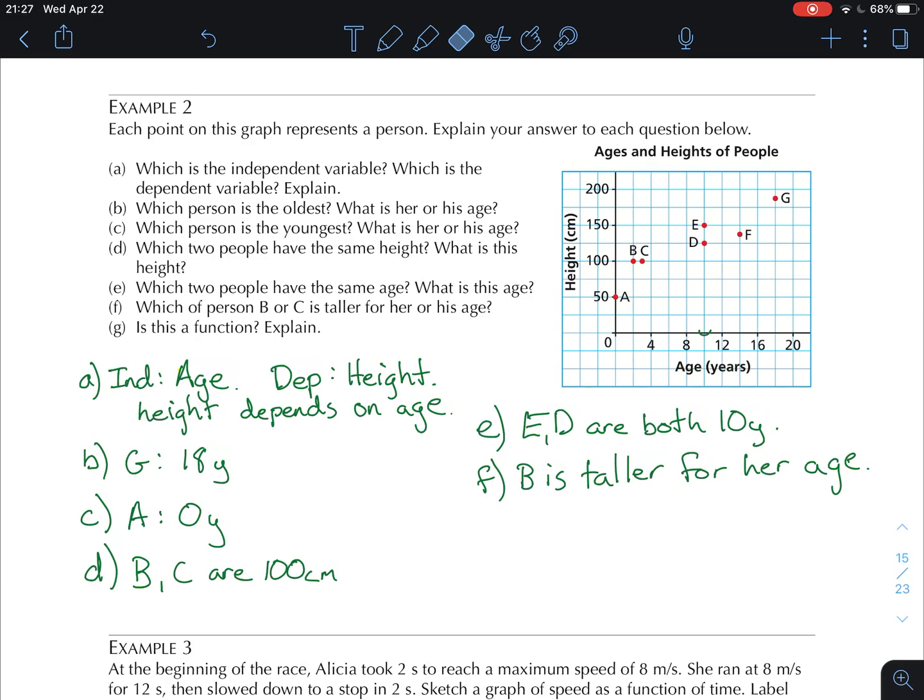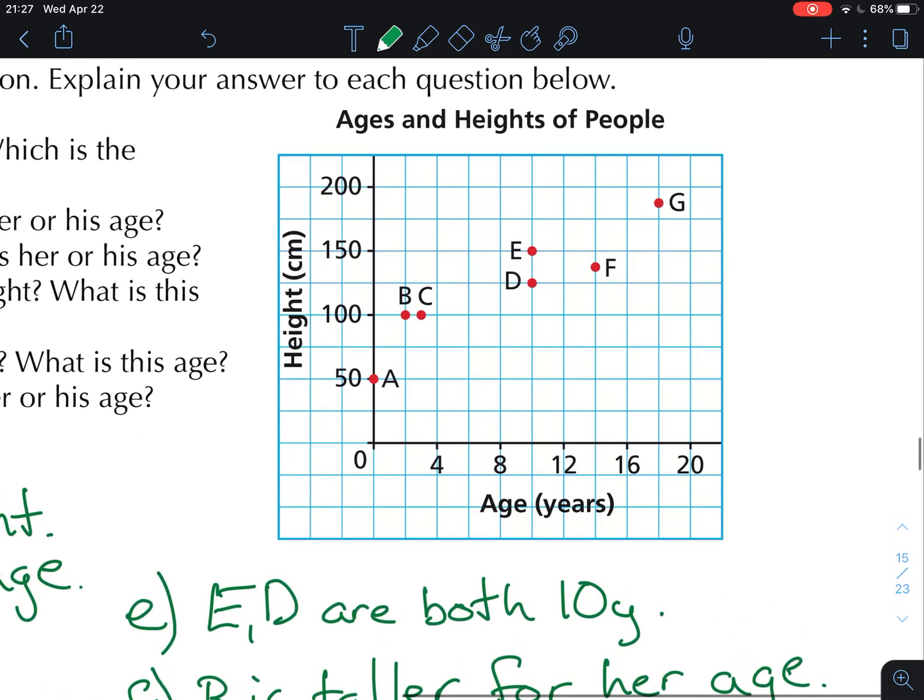Now the question is, is this graph a function? I'm going to erase a bunch of stuff on here. Is this graph a function? Does each domain value only have one range value? Well, let's look at a few of the domain values.